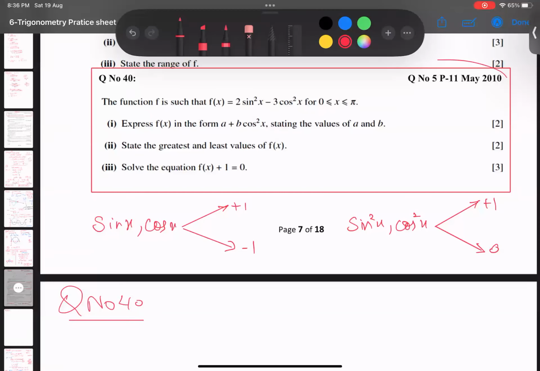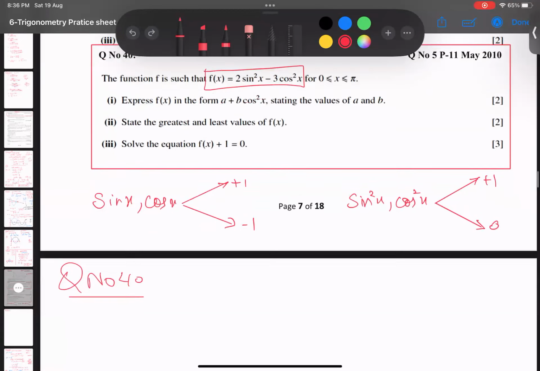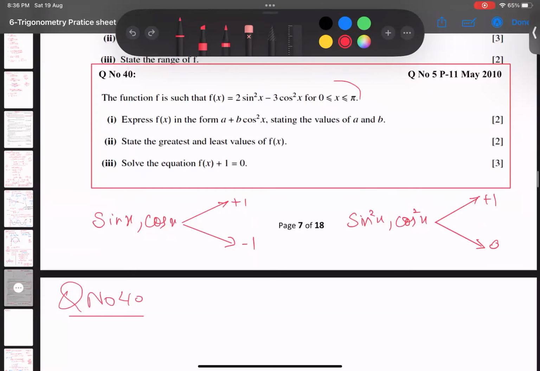Bismillahirrahmanirrahim. This is a question of June 2010, variant 11, question number 5. Actually, this is a question we have. f of x is given as this, and we have x given from 0 to pi. This pi means we have to go for radian mode, so you must convert your calculator to radian mode. Don't use degree mode.